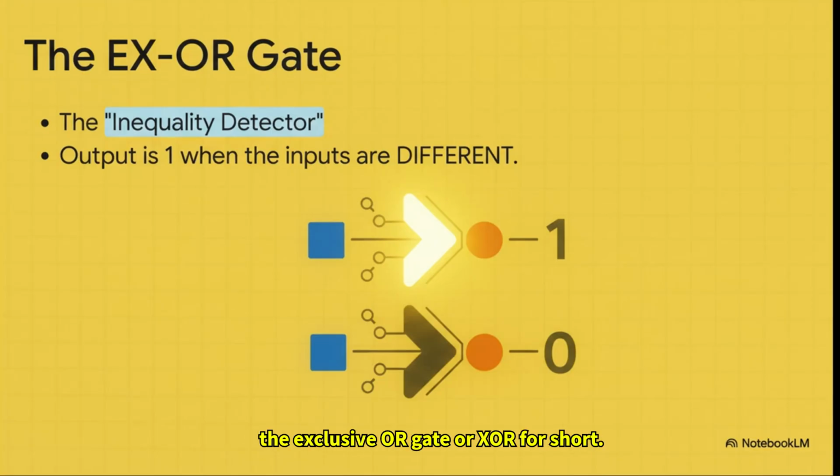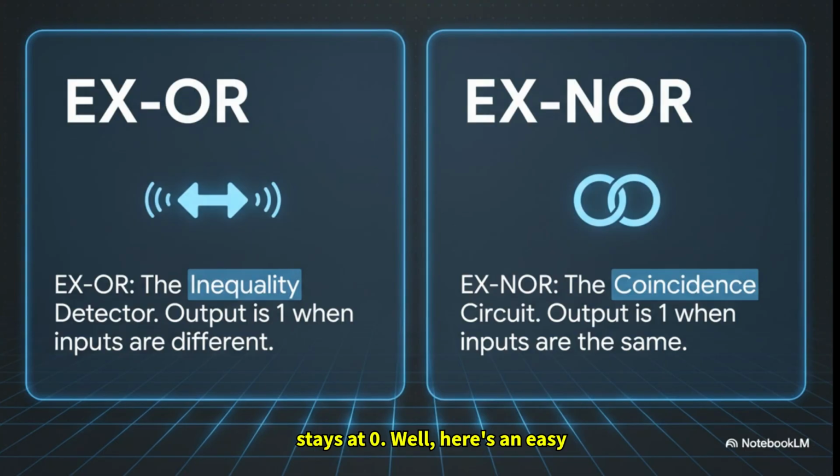So meet the exclusive OR gate, or XOR for short. Its main gig is to detect a difference. It's constantly asking, are my inputs different from each other? And if the answer is yes, like if one input is a 0 and the other is a 1, then its output is 1. If the inputs are the same, it just stays at 0. So here's an easy way to think about it. The XOR gate on the left is our inequality detector. It lights up when things are different. Its counterpart, the XNOR on the right, is basically a coincidence circuit. It only gets excited when the inputs are exactly the same.